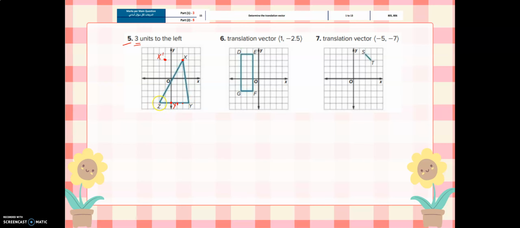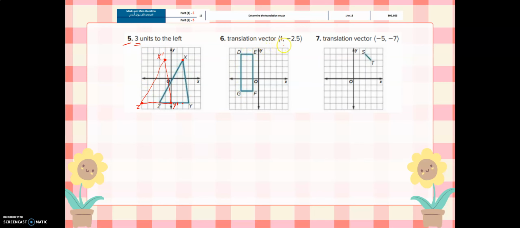Okay, and then your point z is 1, 2, 3. So this is z prime. So if you're going to connect the dots, this is how the figure will look like. Okay, so this is the figure that you will get when you translate the original one 3 units to the left. Alright, now let's move on to number 6.